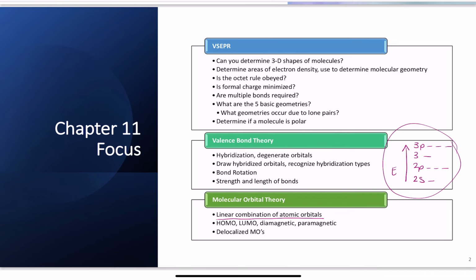HOMO and LUMO. HOMO, we'll see this again, but HOMO stands for highest occupied molecular orbital. So what's the highest level? Is it here? Like, is it the 3p's? What's the highest level that I have an electron residing in? This should say S here. Maybe it's a 3s. Your LUMO is your lowest unoccupied molecular orbital.